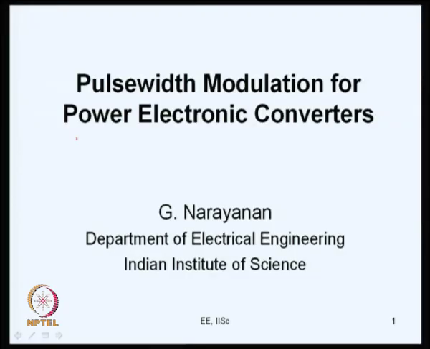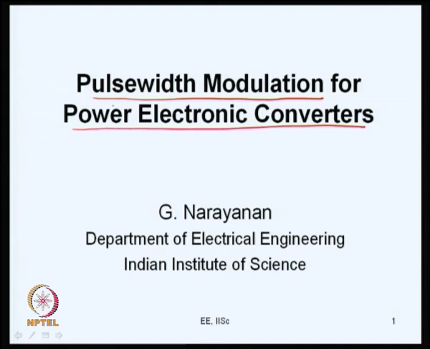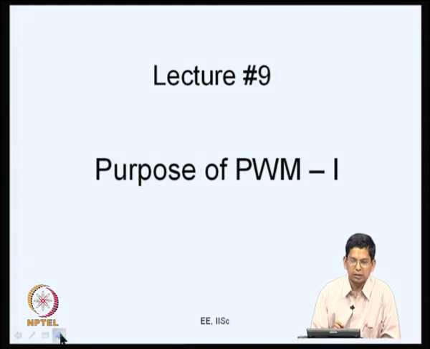So, we have been looking at various kinds of power electronic converters, such as DC to DC converters and DC to AC converters, etc. Now, we are looking at this question of pulse width modulation. We are just beginning to look at this issue. In today's lecture, we are just going to see what the purpose of pulse width modulation is, and that is what we are going to see in the coming couple of lectures. So, why do we need pulse width modulation? That is the basic question that we are going to address here.